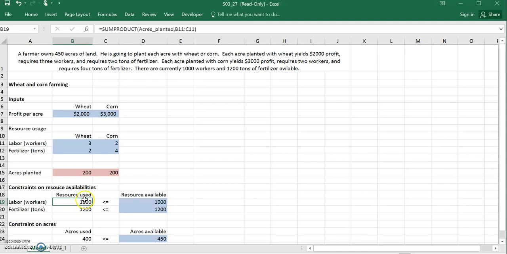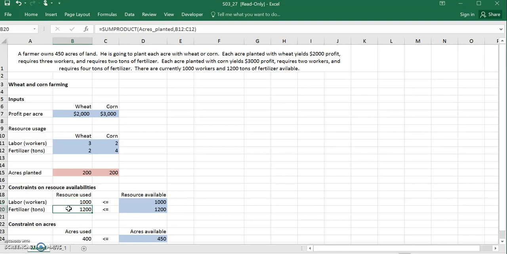So these, in column B, cells 19 and 20, you can see my cursor, are the resources that were actually used, okay? In column D, in rows 19 and 20, these were the resources that were available. So in this case, you can see that they used 1,000 of the workers, and there were 1,000 available. So there were no extra workers available. They used every single worker that was available. That would be called a binding constraint.